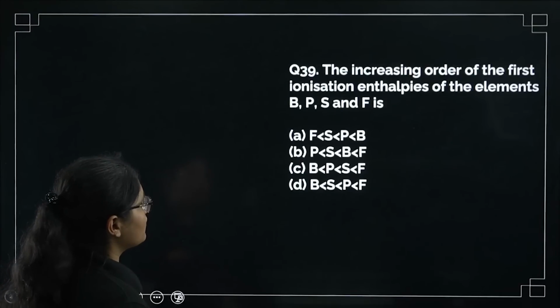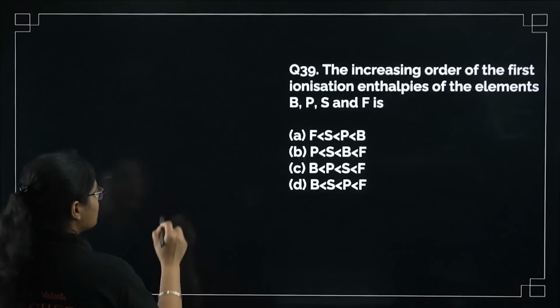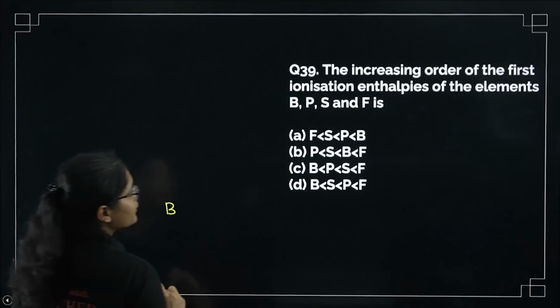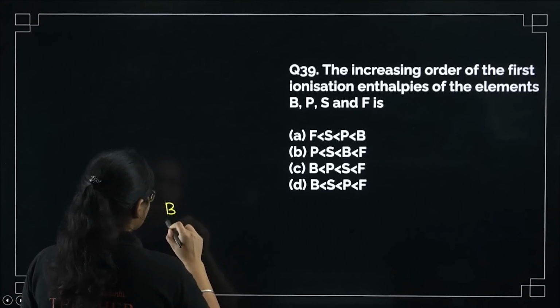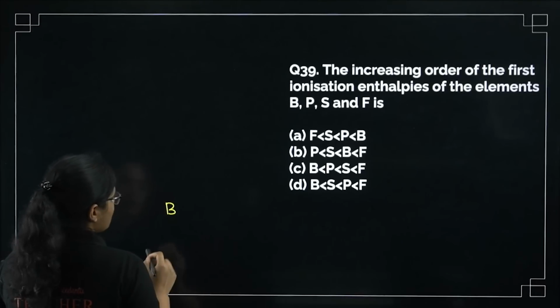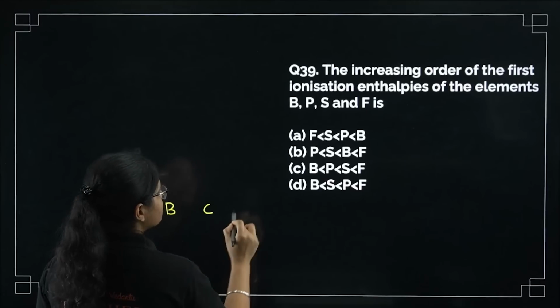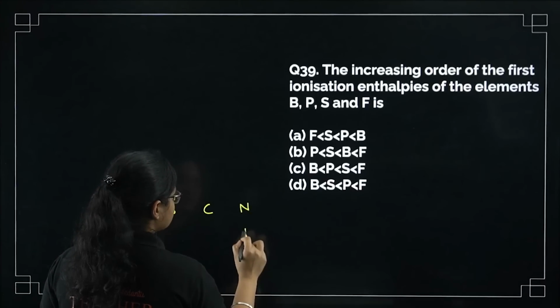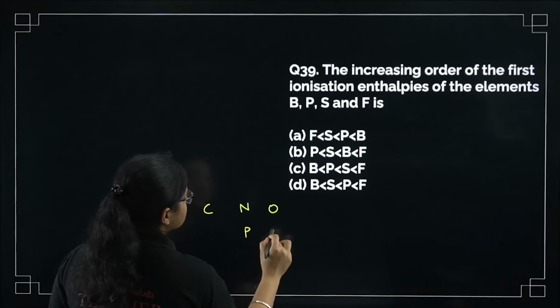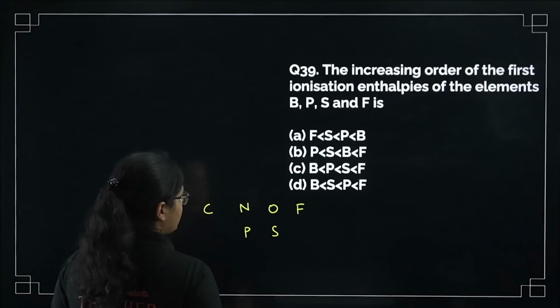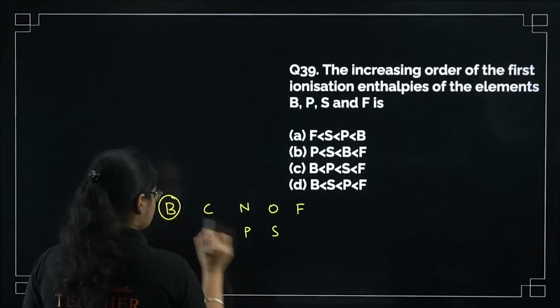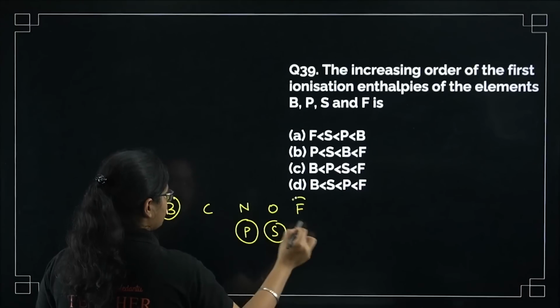Next, the increasing order of the first ionization enthalpy of boron. Then after boron, carbon is there. I will be mentioning all the elements so that we can know their placements in the periodic table: oxygen, sulfur and then fluorine. So you have been given these elements. I'm just circling which elements are asked.